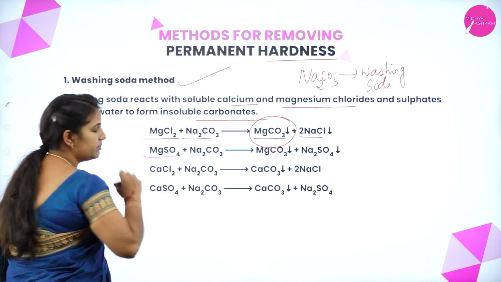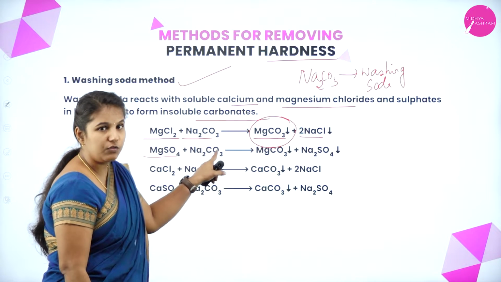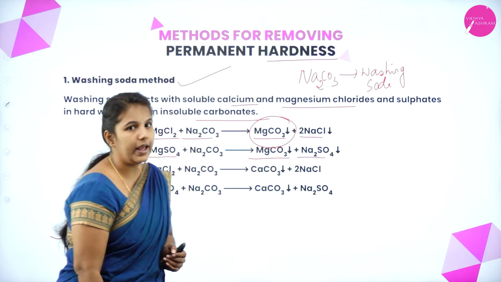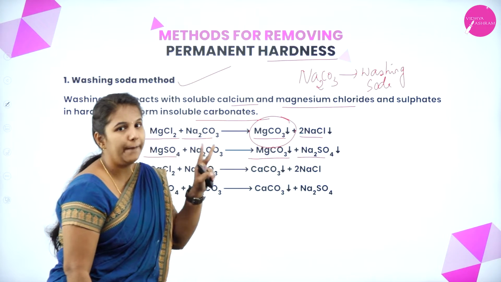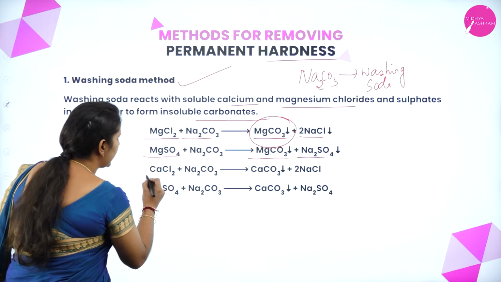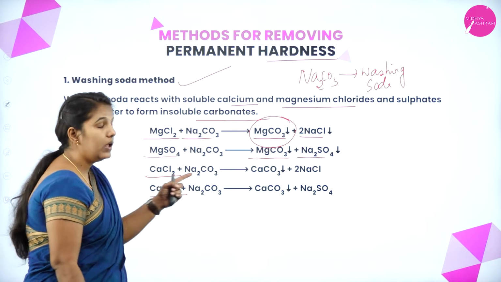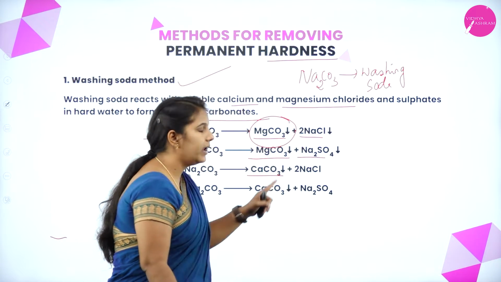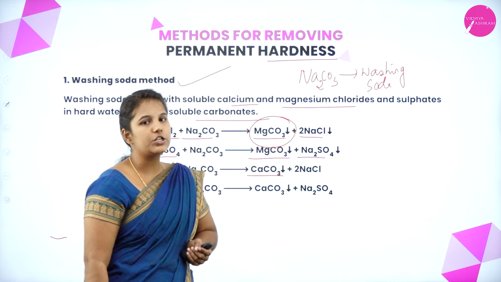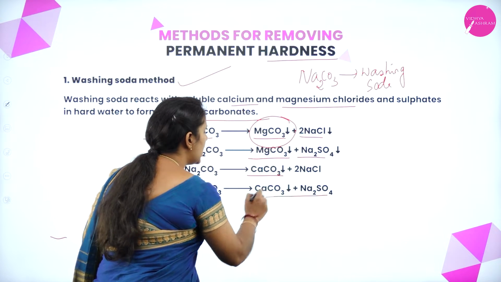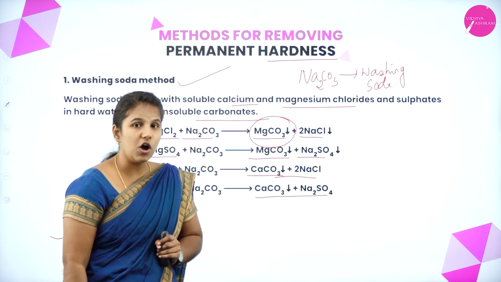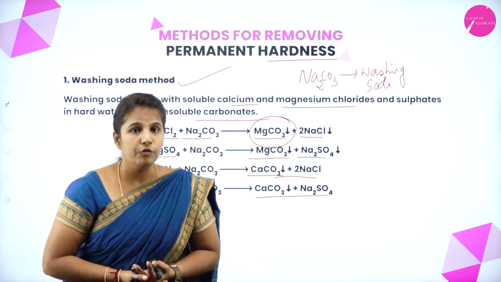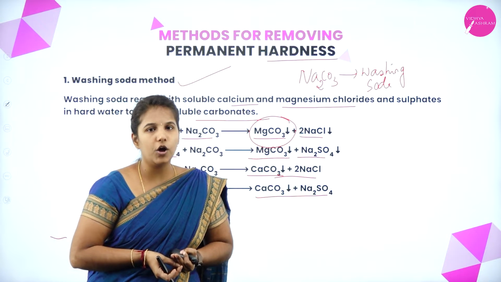Similarly, when magnesium sulfate reacts with washing soda, it forms what? Magnesium carbonate with sodium sulfate. Again, these are the precipitates. Similarly, calcium chloride and calcium sulfate, when reacting with washing soda, form what? Calcium carbonate and sodium chloride, with the formation of sodium sulfate. This is how the insoluble carbonate as well as the sulfate will be formed, which can be easily filtered out to obtain pure water.